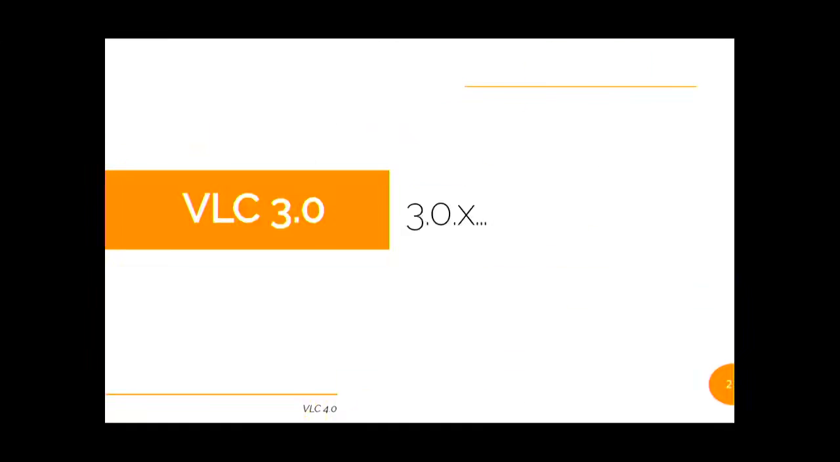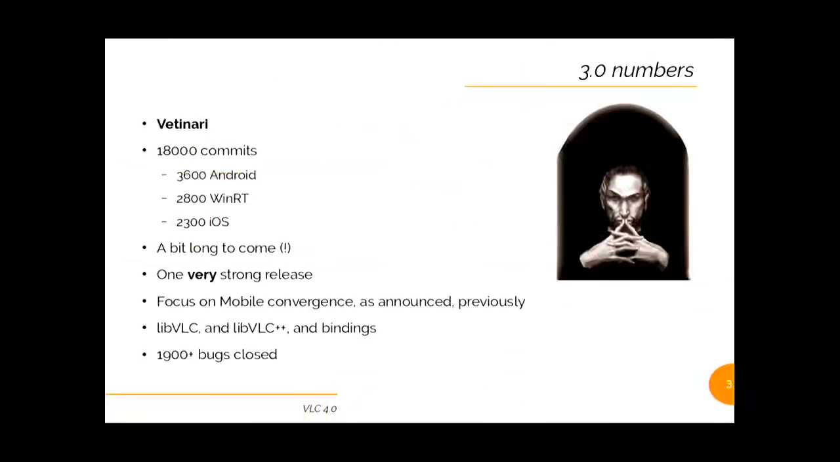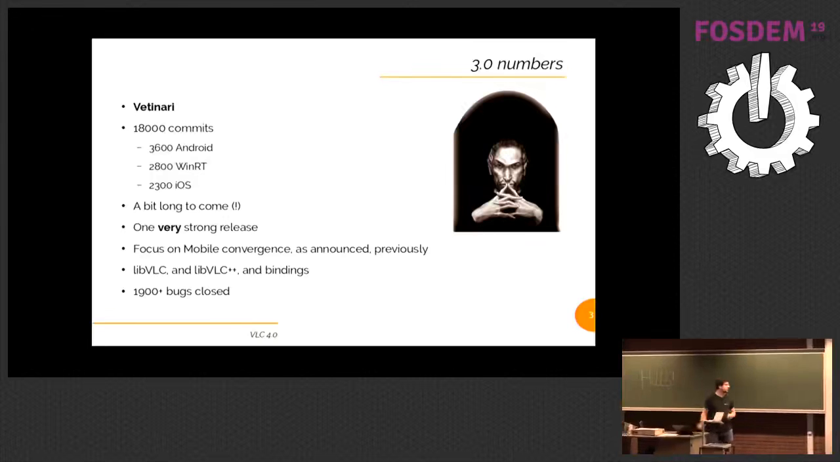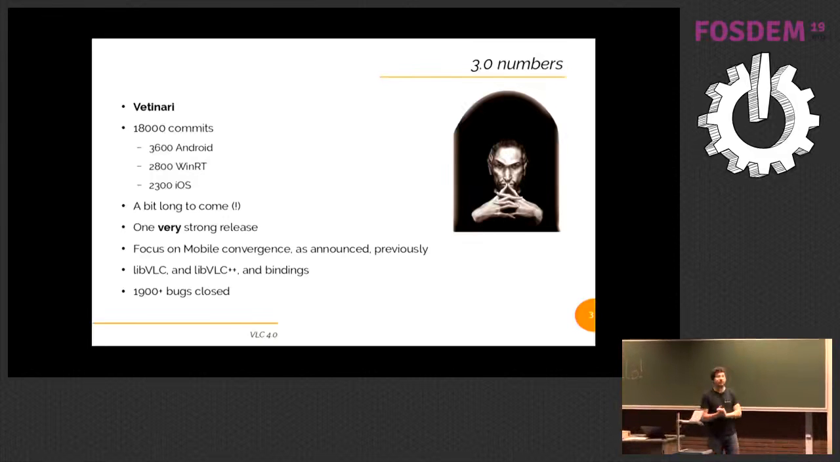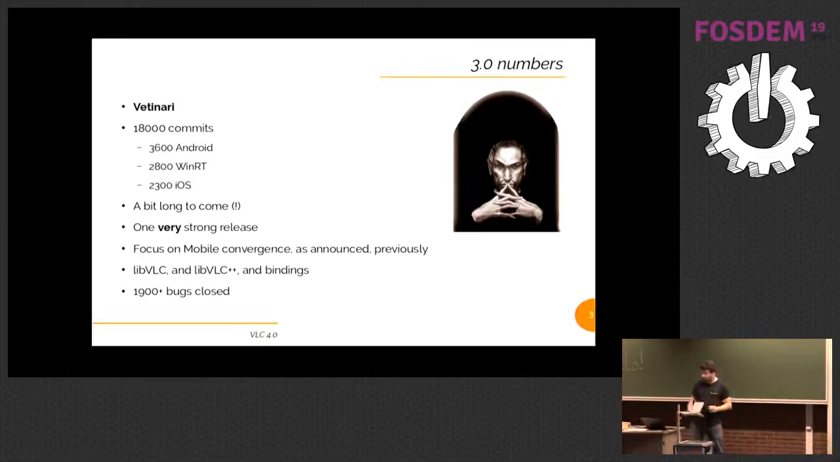So just a few things about VLC 3.0. It had 18,000 commits on the core and around 3,000 on each of the ports. It was a bit long to come, but it was very good because we refactored the infrastructure and the architecture so that mobile and desktop had the same shared core. Especially, we activated hardware decoding absolutely everywhere. Quite a strong release. Quite difficult to stabilize because of hardware decoding and drivers that are bad. And for once, it's not only on Linux, but they are bad everywhere.